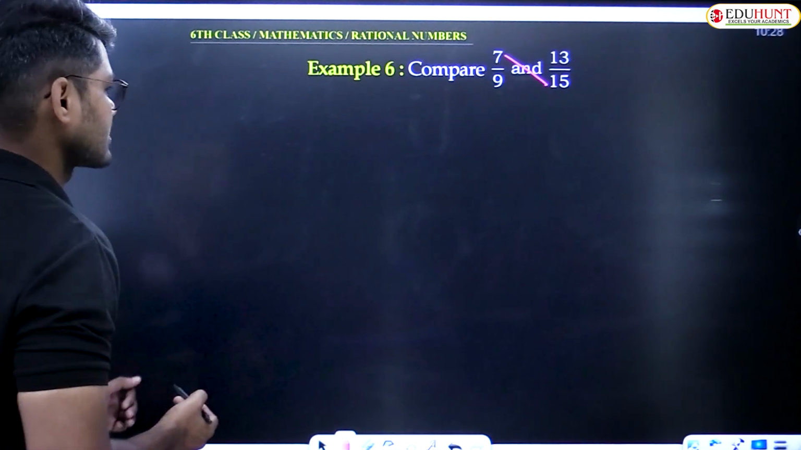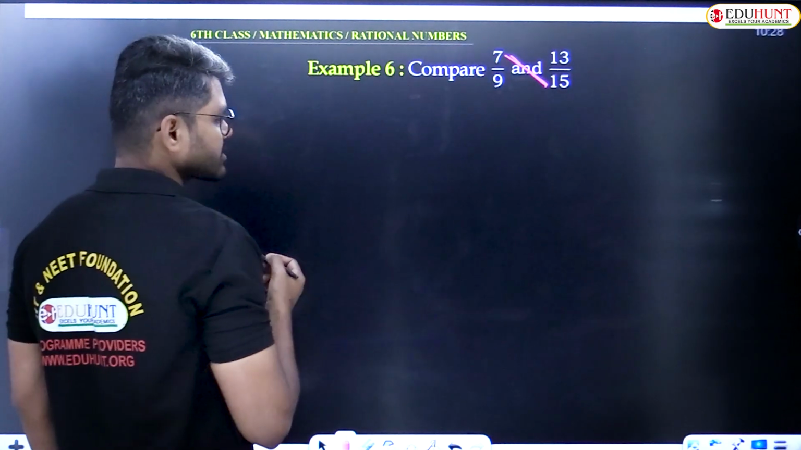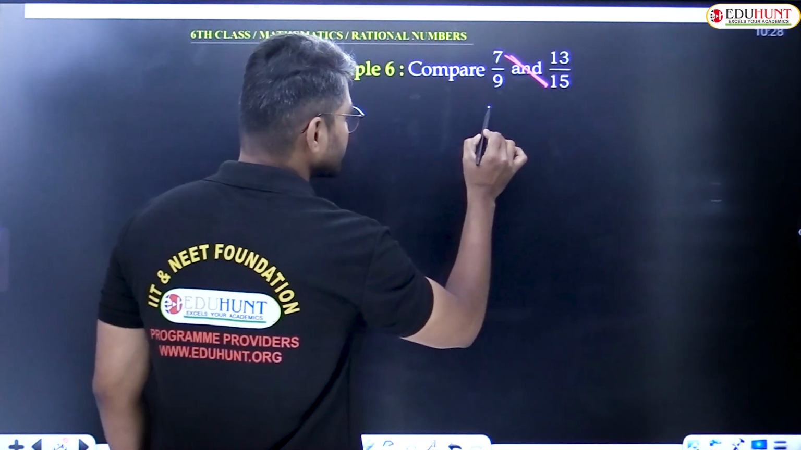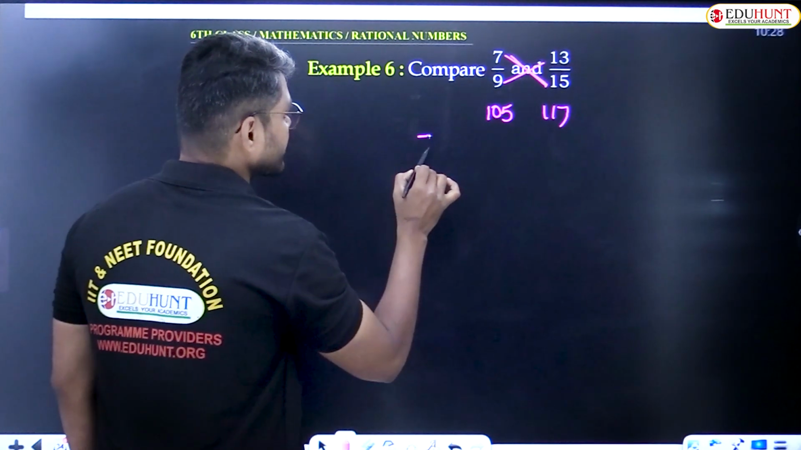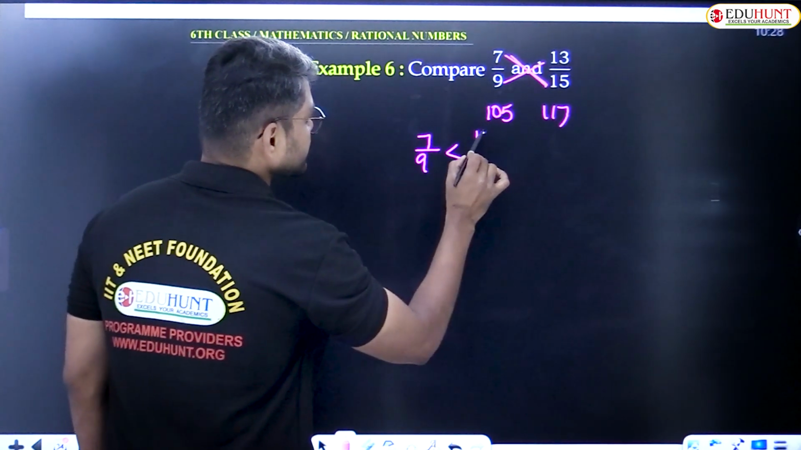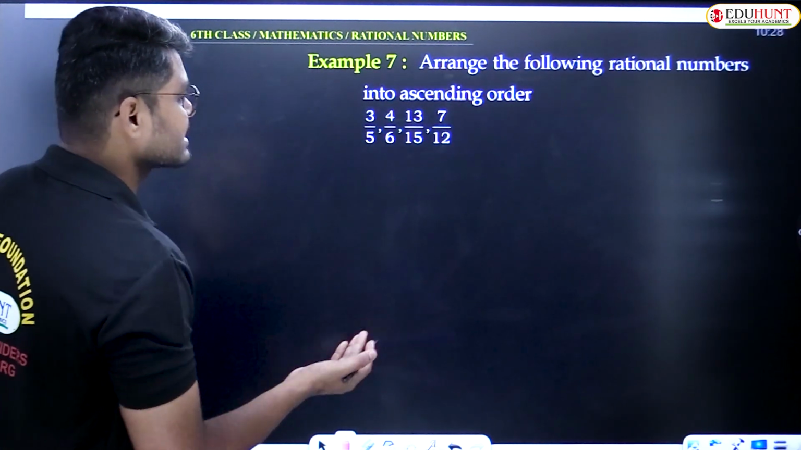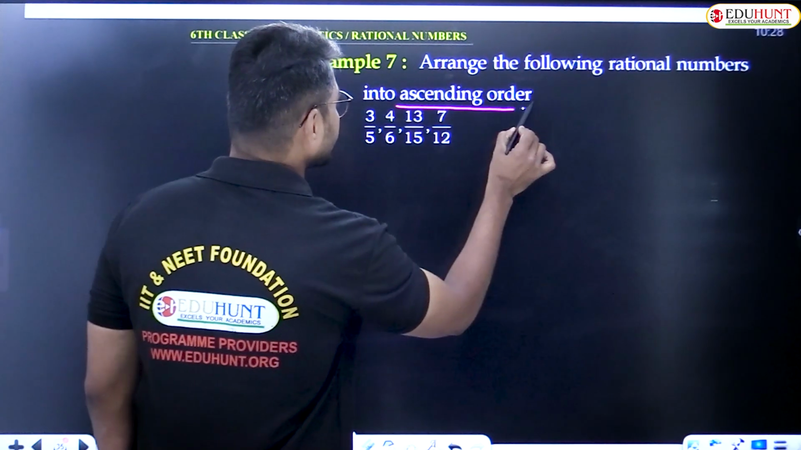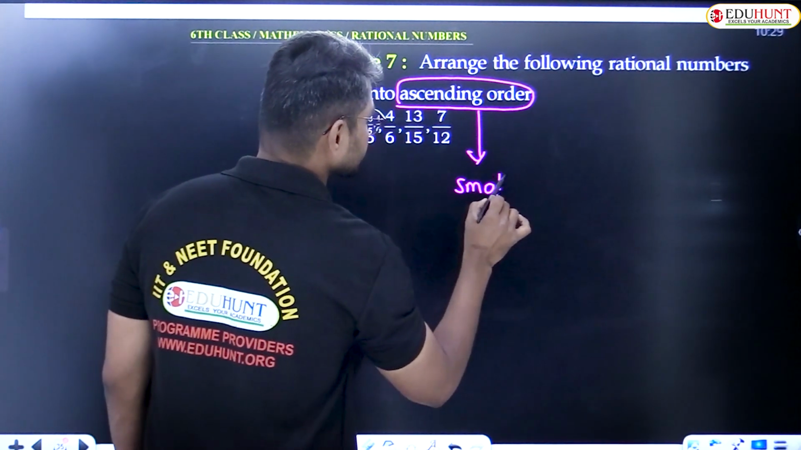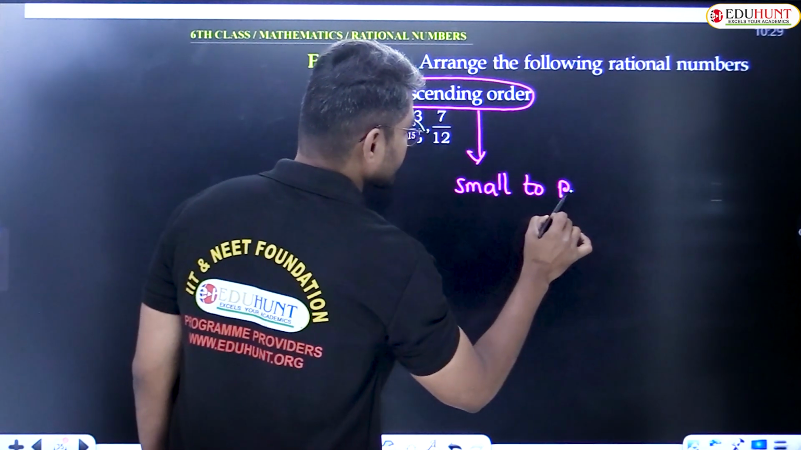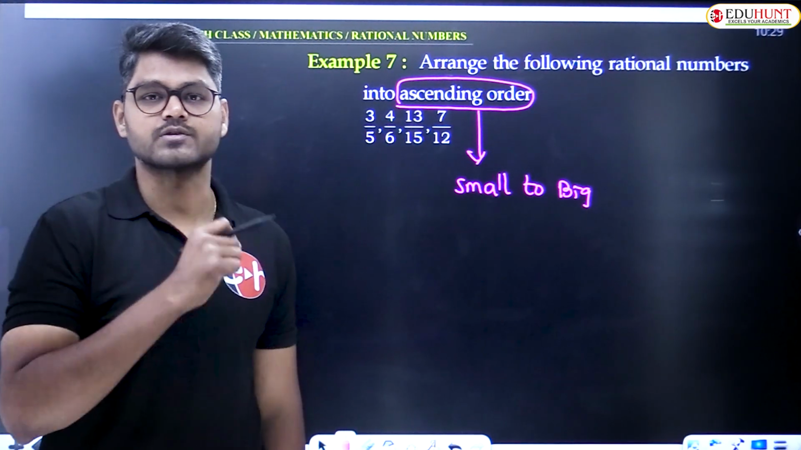Let's see the next one. Compare these. Just cross multiplication. This is 105 and this is 117. 7 by 9 is less than 13 by 15. Arrange the following rational numbers into ascending order. What do you mean by ascending order here? Ascending order means small to big.